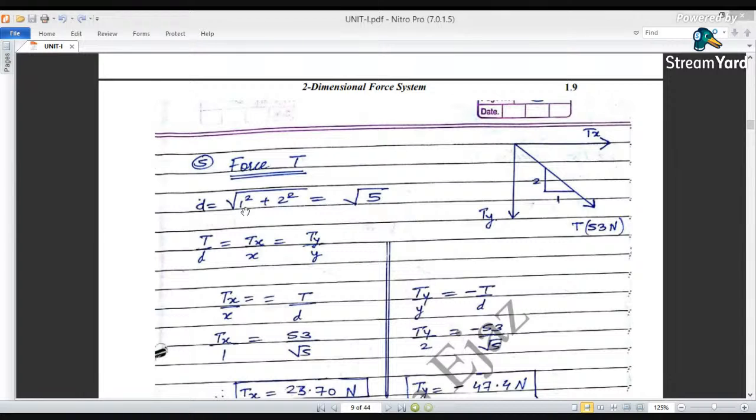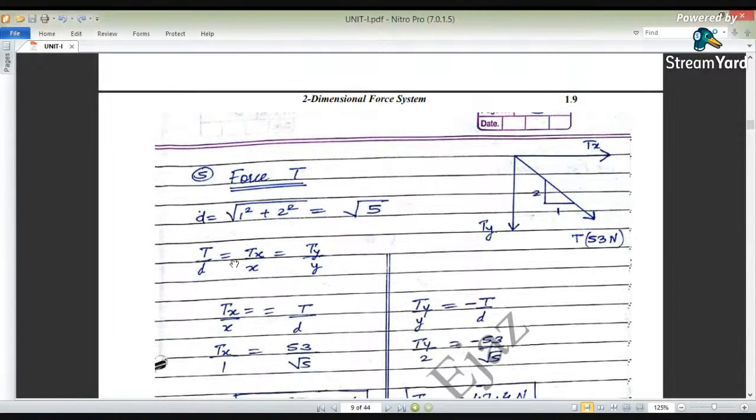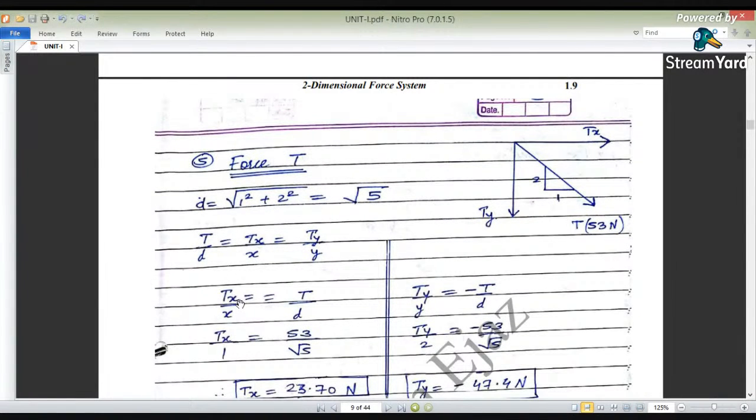So d is equal to the square root of 1 square plus 2 square, that is equal to square root of 5. Again T is given as 53. Again it is moving downwards. This T is moving in the downward direction, but depending upon the quadrant we will find out Tx and Ty. First we will take Tx.